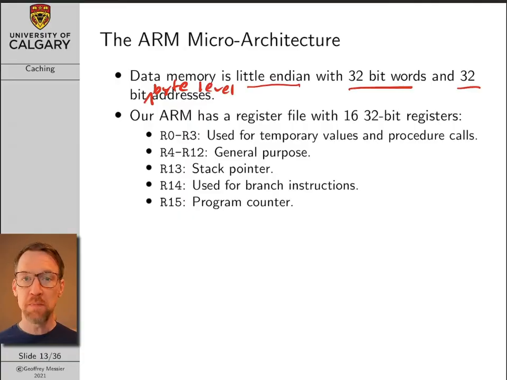And just as a bit of background for our microarchitecture, the ARMs, just like the AVR, have register files that contain a bunch of general purpose registers. We're going to assume an ARM architecture with 16 32-bit registers. Registers 0 through 3 are used for temporary values and procedure calls. Registers 4 through 12 are general purpose registers.